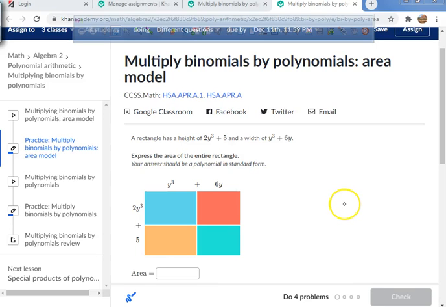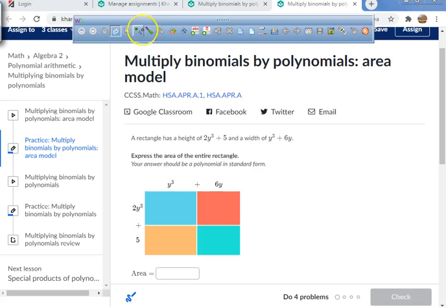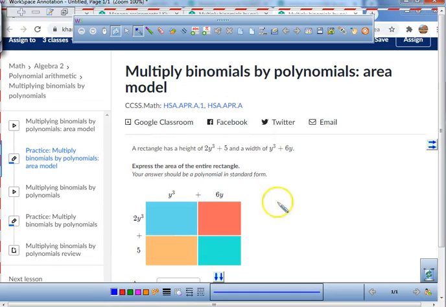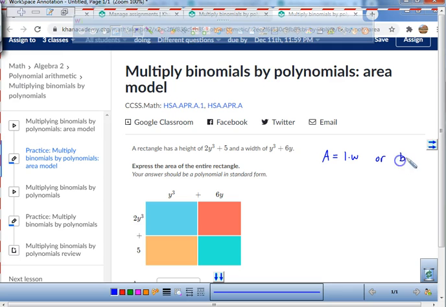It's an exciting time right now, dealing with multiplying binomials by polynomials with an area model. Make sure you have this beautiful rectangular looking thing in your journal. It's going to be super, super easy, if, and only if, you know how to find the area of a rectangle. Does anybody know the formula for the area of a rectangle? That's right, just length times width. Or sometimes it's referred to as the base times the height, okay?